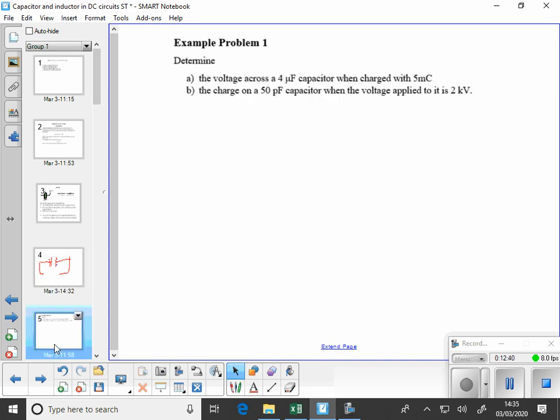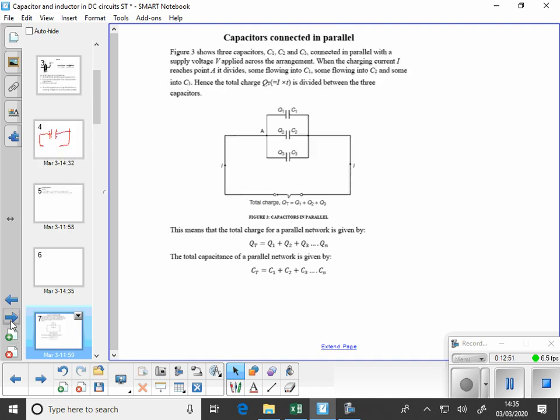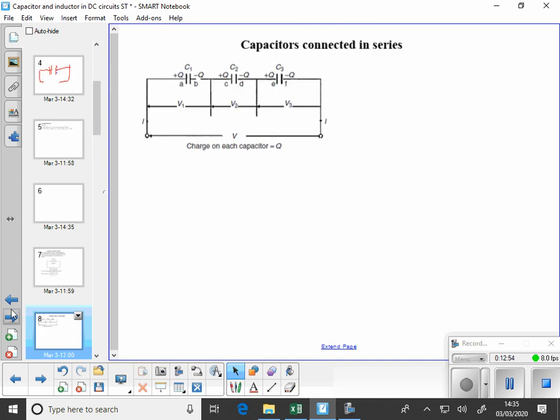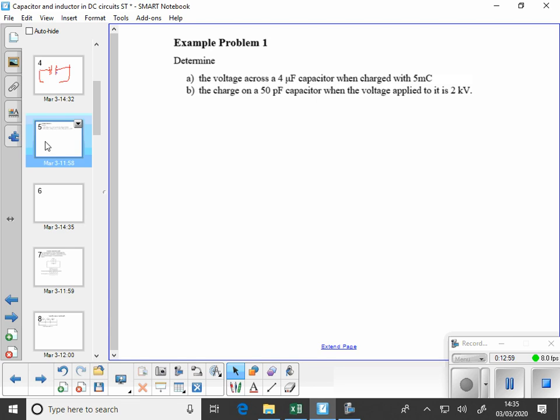Right, in your calculations handout, you've got these problems, I believe. Example problem 1. Not that one. I'm going the wrong way now. So, determine the voltage across the 4 microfarad capacitor when charged with 5 millicoulombs, and find the charge on a 50 picofarad capacitor when the voltage applied to it is 2 kilovolts. Right? About 5 minutes to have a go at them.